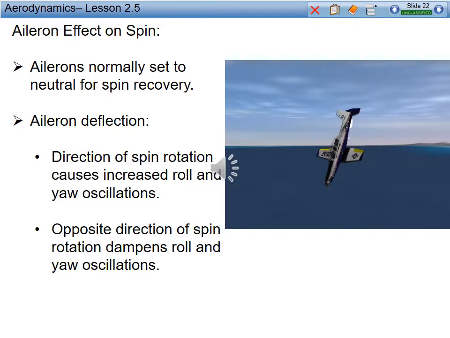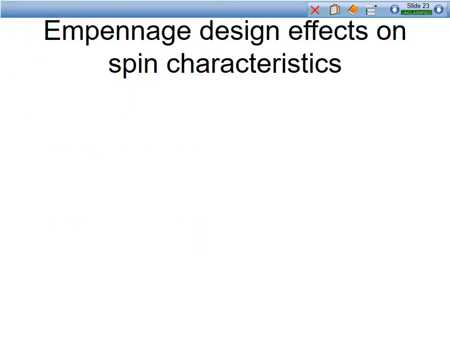Aileron effects. Aileron is normally set to neutral for spin recovery. Aileron deflection: if I deflect it in the direction of the spin, it's going to increase my roll and yaw oscillations. If I do it opposite, it's going to dampen those.